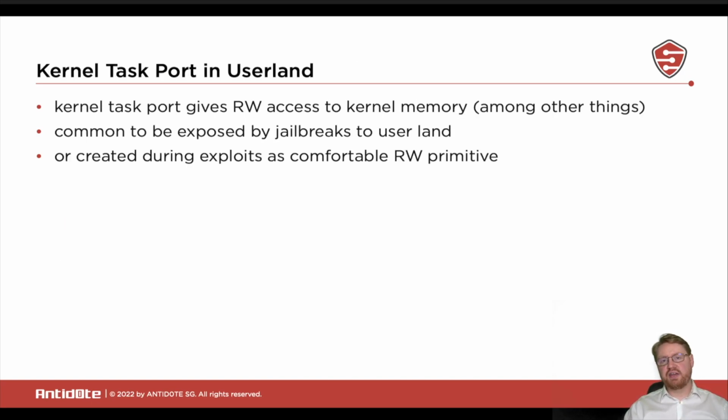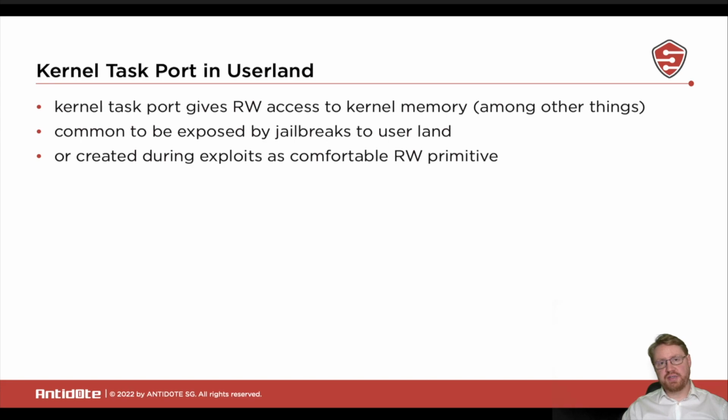So one specific case of task ports that have been abused many times in exploits are the so-called kernel task ports. What this basically is, it's just a task port, but this time the kernel object it points to is actually the kernel task structure. And obviously when you have access to that, ignoring all the other protections, what would happen is that you have read-write access to kernel memory, and among other things, of course.